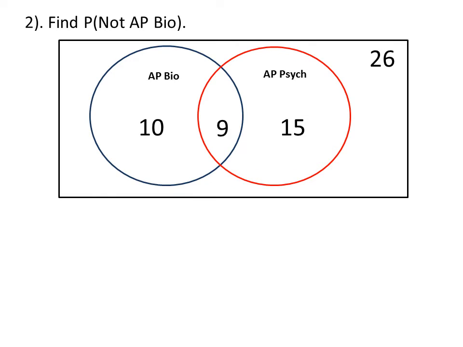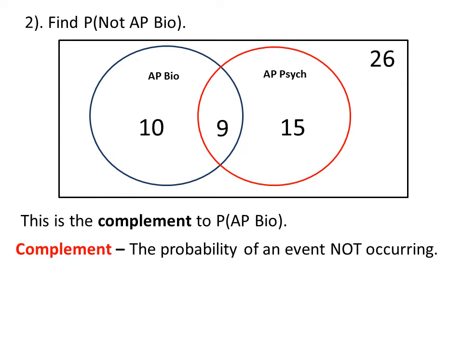Now we're interested in finding the probability of choosing a student that is not taking AP Bio. This is called the complement to AP Bio. The complement is the probability of an event not occurring. The formula looks like this. The notation has a little c next to the event. This represents complement, and it's 1 minus the probability of A actually occurring.